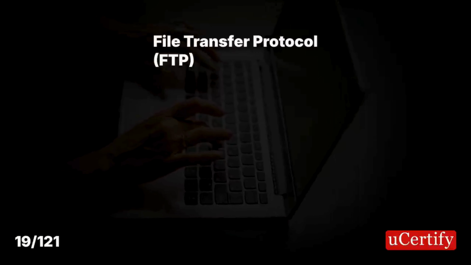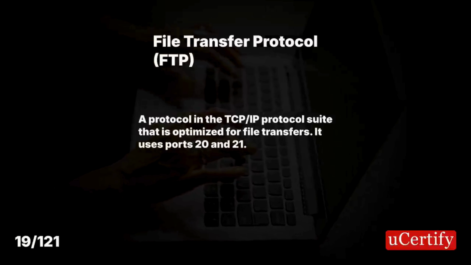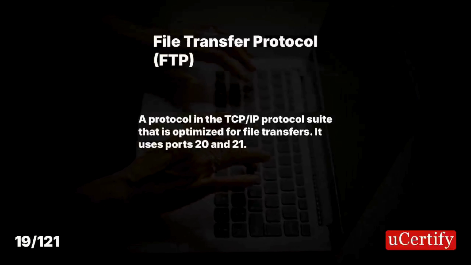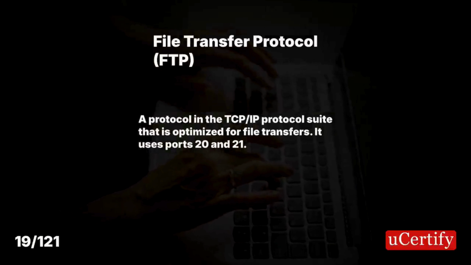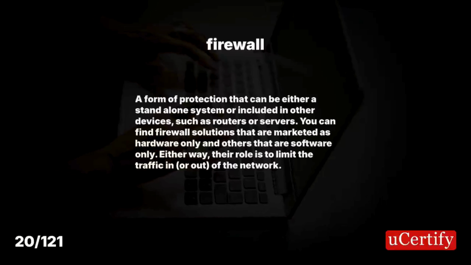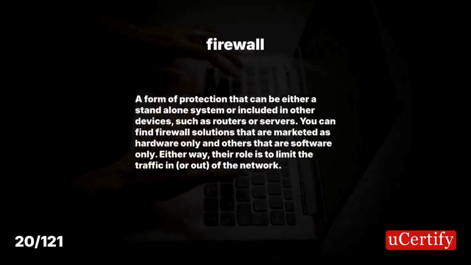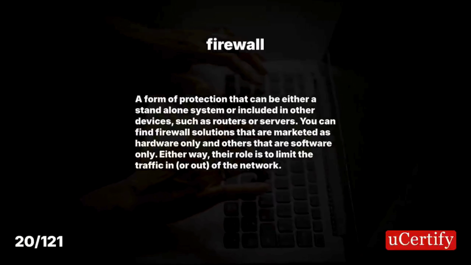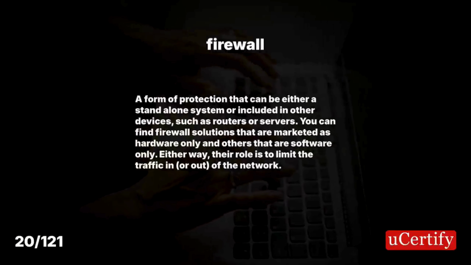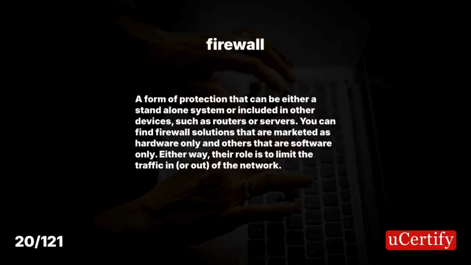Term: file transfer protocol, FTP. Definition: a protocol in the TCP/IP protocol suite that is optimized for file transfers. It uses ports 20 and 21. Term: firewall. Definition: a form of protection that can be either a standalone system or included in other devices, such as routers or servers. You can find firewall solutions that are marketed as hardware only and others that are software only. Either way, their role is to limit the traffic in or out of the network.